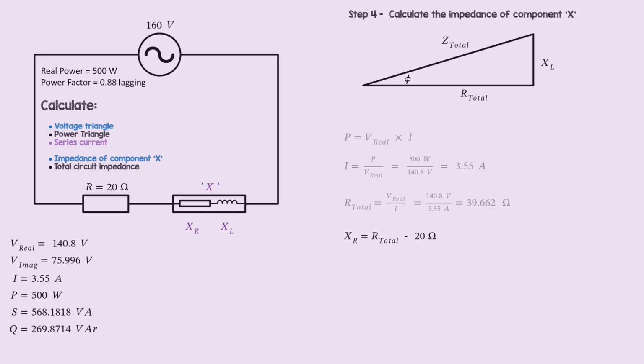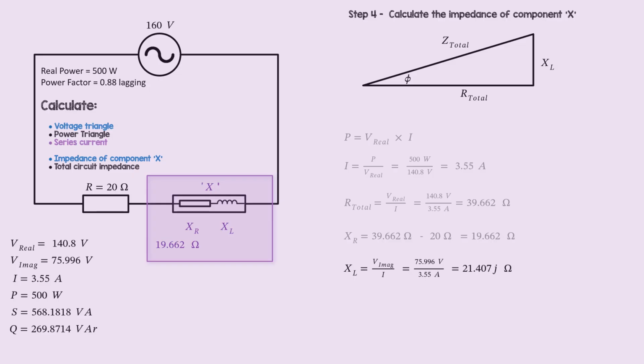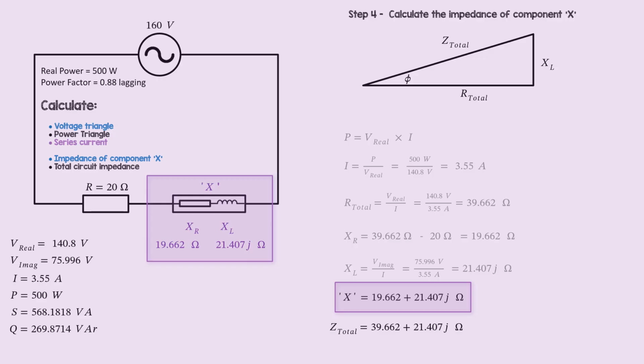The hidden resistance is the total resistance minus the 20 ohms, so subtraction shows us that the hidden resistance, which I call XR, equals 19.662 ohms. The inductive reactance within component X from Ohm's law is equal to the inductor voltage divided by the current. This comes out as 21.407 ohms of inductive reactance. Combining real and imaginary will give us the complex impedance of component X in rectangular form. Adding on the 20 ohm resistor gives us the total circuit impedance of 39.662 plus 21.407 j ohms of inductive reactance.